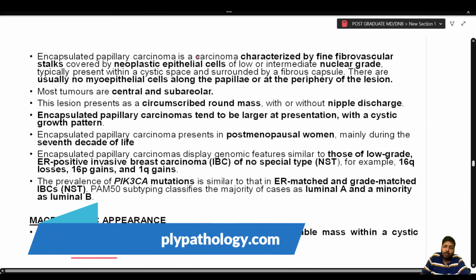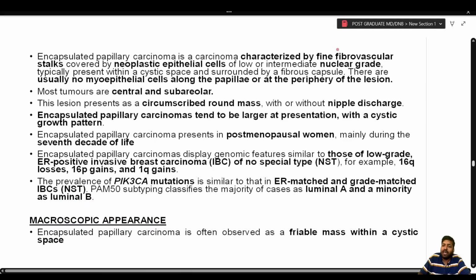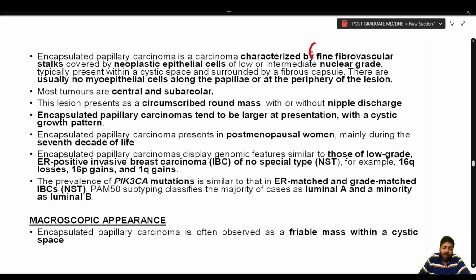The encapsulated papillary carcinoma is a carcinoma characterized by fine fibrovascular stalks covered by neoplastic epithelial cells of low or intermediate nuclear grade, typically present within a cystic space and surrounded by a fibrous capsule. There are usually no myoepithelial cells, not in the papilla, neither in the periphery. At both locations, they are absent. Most tumors are central and subareolar. The lesion presents as a circumscribed round mass with or without nipple discharge.